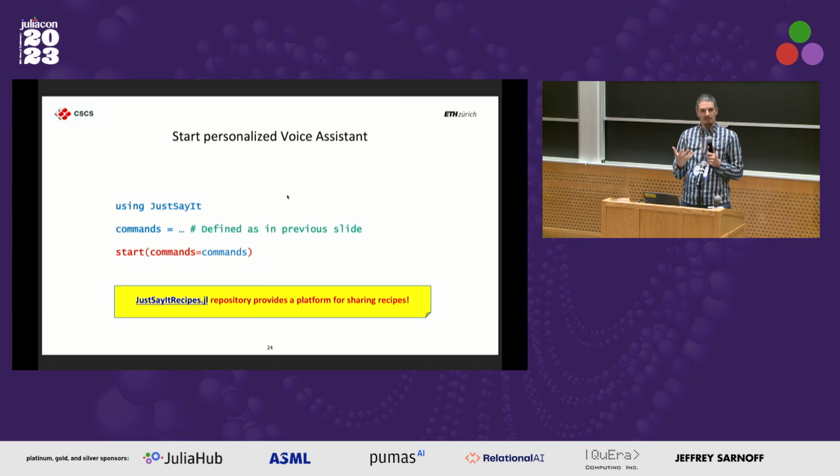And then once you've done that, you will just use JustSayIt, and then start using these commands, passing it the start function. And this will start your personalized voice control or voice assistant.